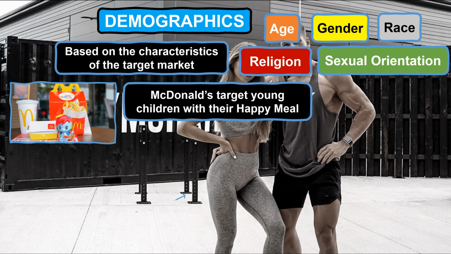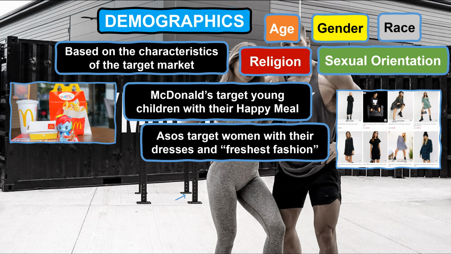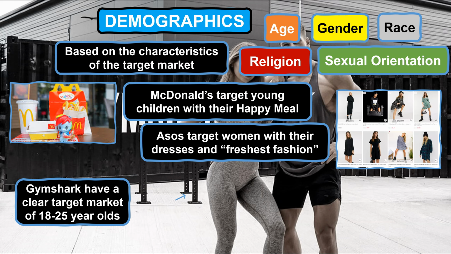Whereas a business such as ASOS, which sells dresses and trainers amongst other items, are targeting the gender demographic of women looking to buy what they call the freshest fashion at an affordable price. Gymshark have a very clear target demographic which it aims its products at. Their main target market in relation to demographics is based on age, with a clear audience of 18 to 25 year olds of any gender.